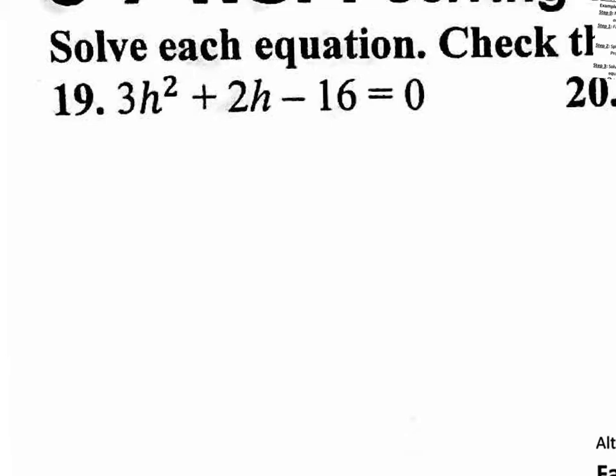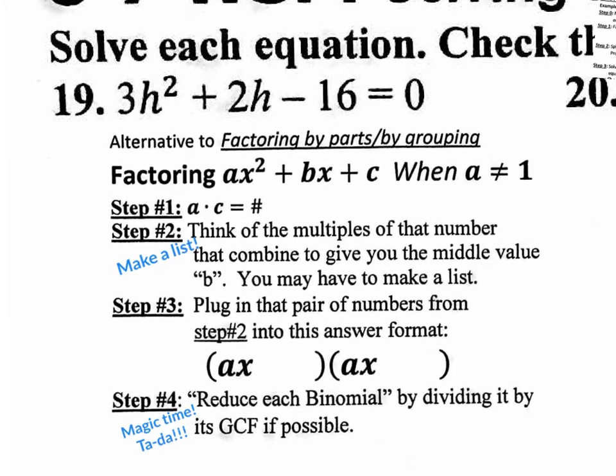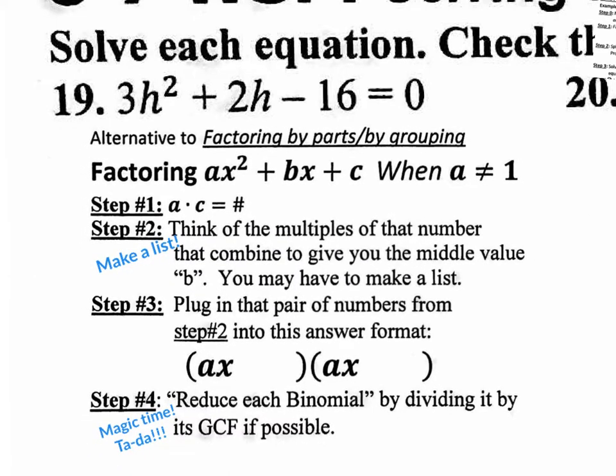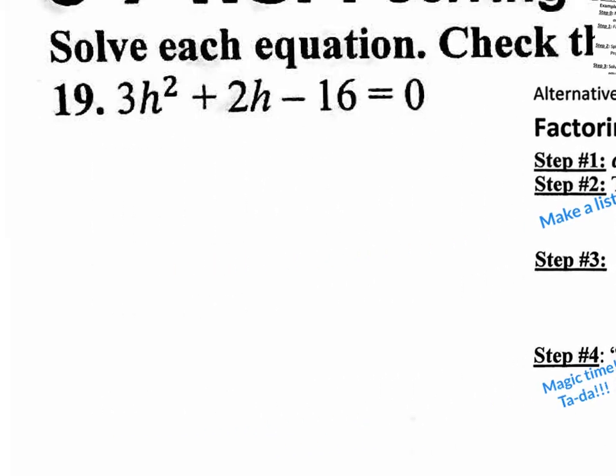So we're going to jump right into our steps, right? We have the steps right here. Step 1 is to multiply A times C. Step 2, make a list. If we're using the shortcut, which these are the steps to the shortcut, you set this answer format up, and then step 4, reduce each binomial. We'll do that once we get there. Step 1 is multiply A times C.